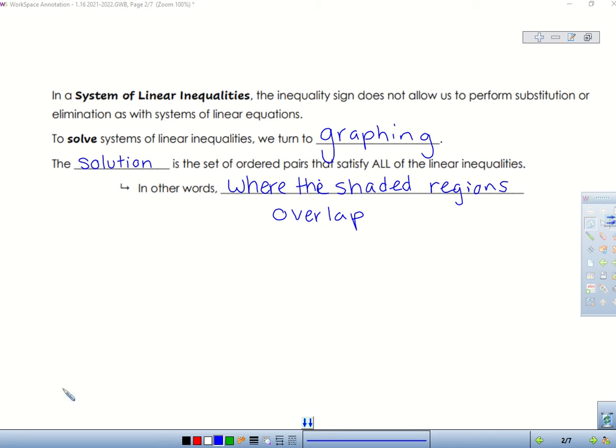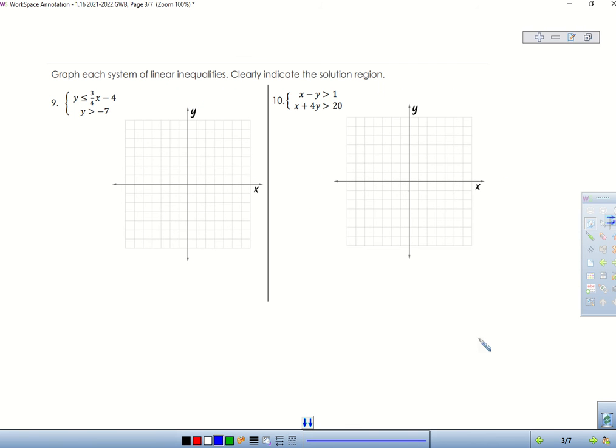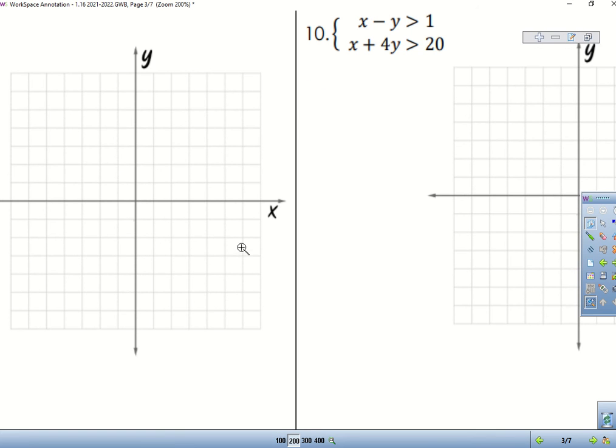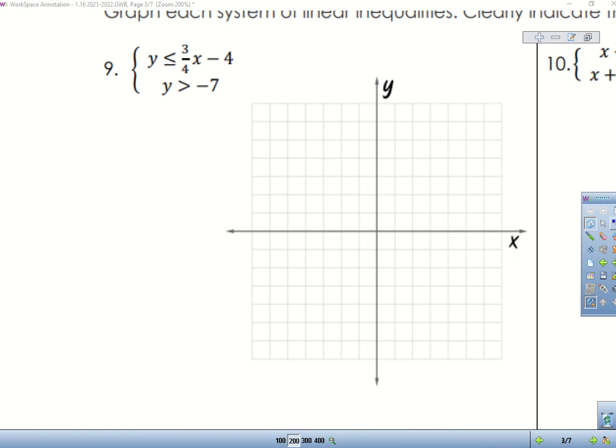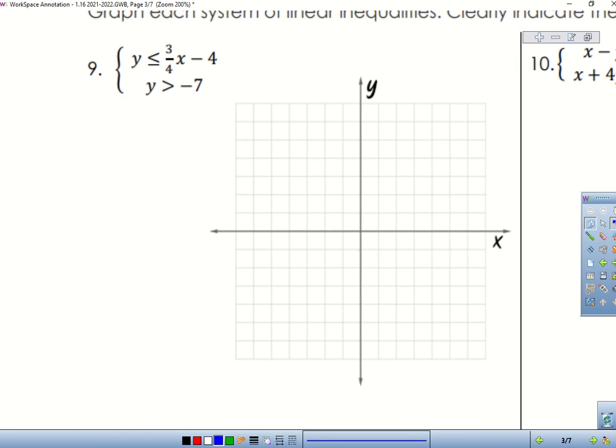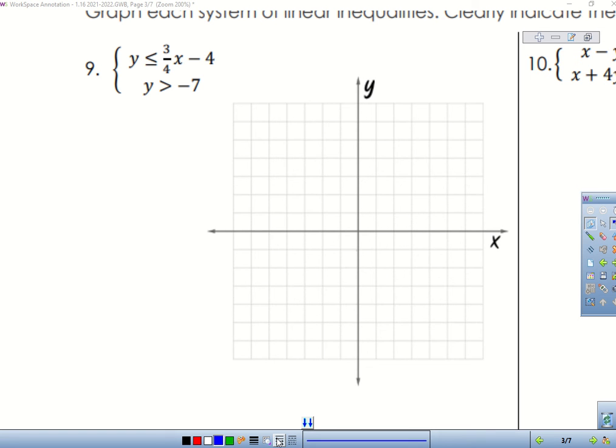All right, is everyone ready to move on? Are we good? All right. So the first thing we're going to do is graph a system of these together. Before you graph them, you need to make sure that they are in slope-intercept form. As we talked about yesterday, are they in slope-intercept form? Yes, they are. So I'm going to graph this one first.